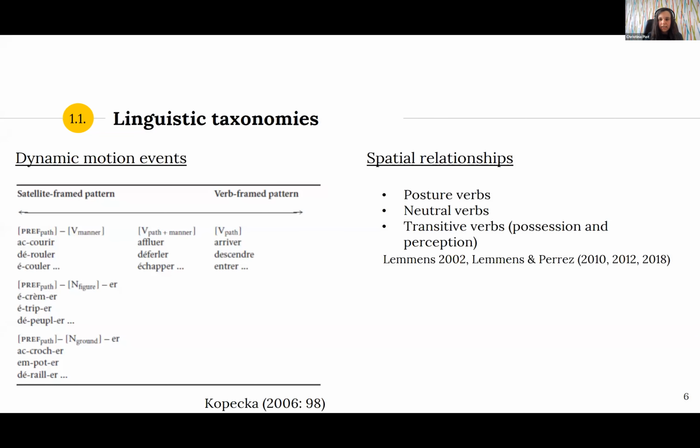For the linguistic analysis, I used two taxonomies mainly. The first one is a taxonomy elaborated by Kopeka, which concerns French verbs. French is a verb-framed language, but there are still verbs which express manner and sometimes a combination of both. Some verbs express manner on their own, like voler, to fly, for example. But sometimes it's a prefix that expresses path and the stem of the verb, the manner. So we have different categories. I used that to classify the verbs that I found in my data.